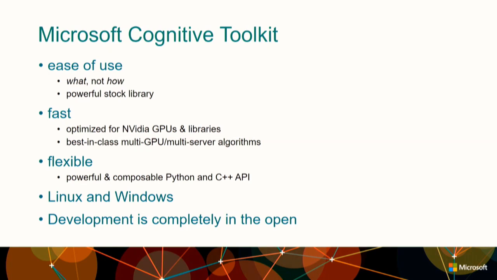So again, to summarize, this toolkit is designed for ease of use, focusing on how, and has a powerful stock library. It's optimized for NVIDIA GPUs and libraries. Best-in-class multi-GPU, multi-server algorithms come to you at no cost, literally. Just download it from the GitHub site. Very flexible, that's the design. If you find areas where we can improve further, please let us know. Supported on both Linux and Windows, and development is completely open.